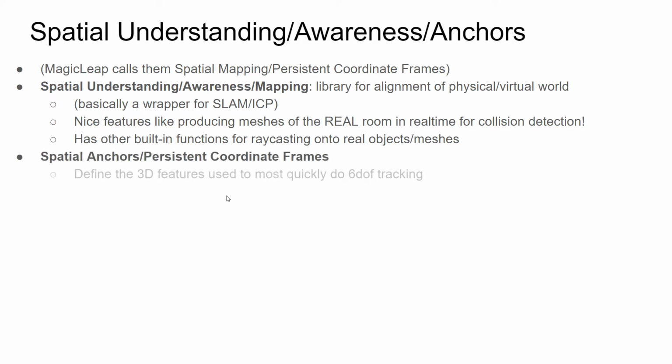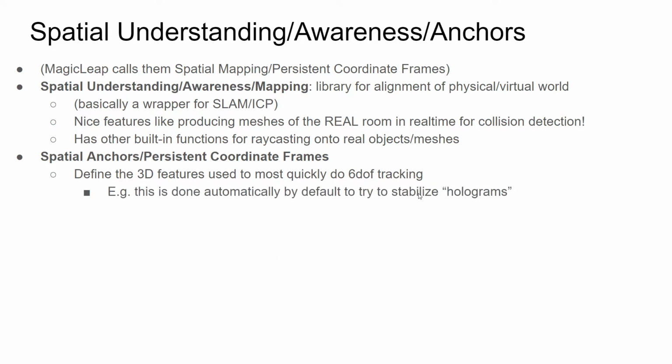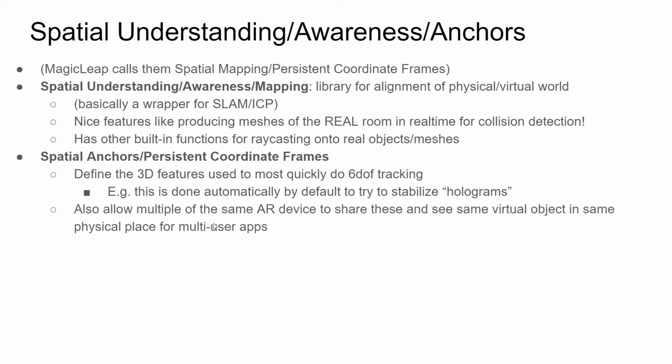Spatial anchors basically define those 3D features that you use to do the six degree of freedom tracking. So, for example, like I mentioned before, the Oculus Quest uses only a couple of features from your 3D environment to figure out where it is. Those are basically spatial anchors, although the Oculus doesn't call them that, the HoloLens does. And this is done automatically anyway in the HoloLens and Magic Leap to try to stabilize your holograms when you place things in the real world. But you can also define them manually, which is handy. I'll show you a couple examples of why it's handy.